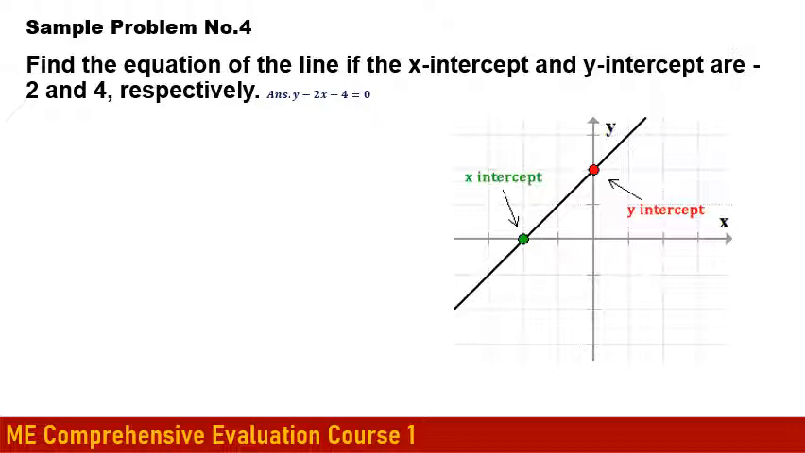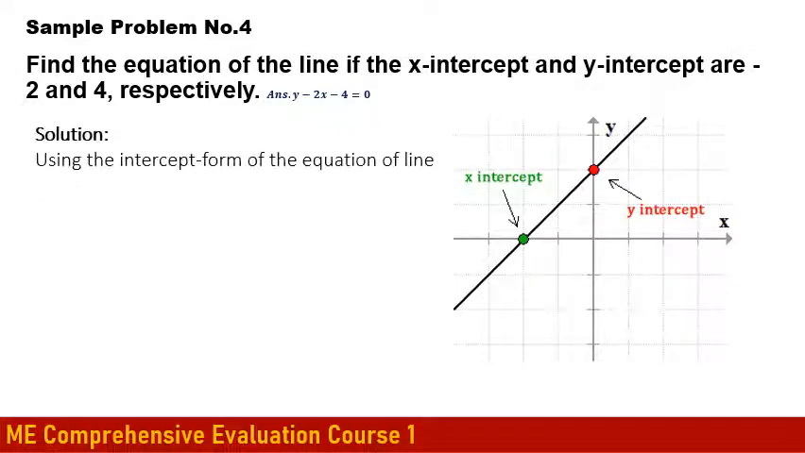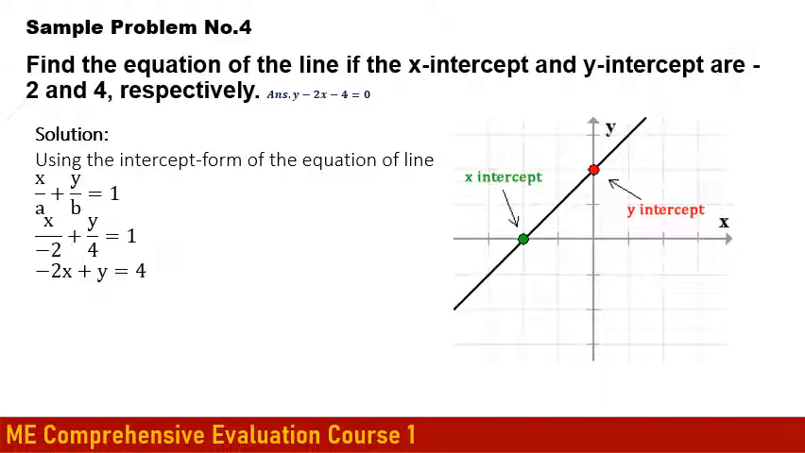So for the general equation using the intercept form of the line, it is defined as x over a plus y over b is equal to 1. Since the x-intercept a and the y-intercept b are given, then we will just substitute them in that formula, and simplify them in such a way that we can find the general equation. So the general equation is y minus 2x minus 4 is equal to c.